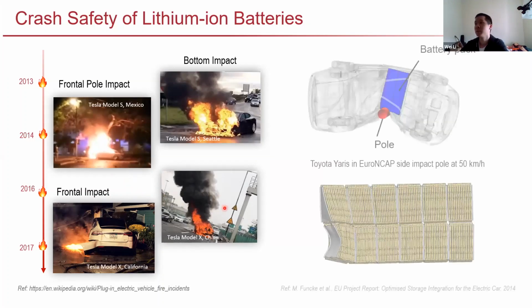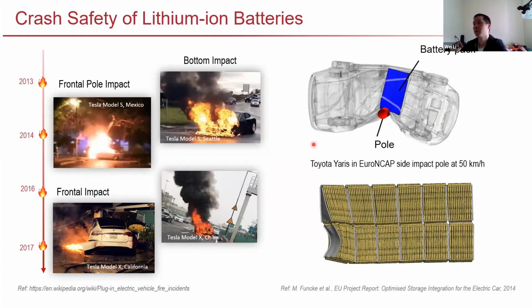And we can clearly see this from this simulation study. This is actually a full vehicle impact simulation of a side impact into a pole. And if we look inside the battery pack, we can see there is a very large local deformation here. So this will probably damage the battery.